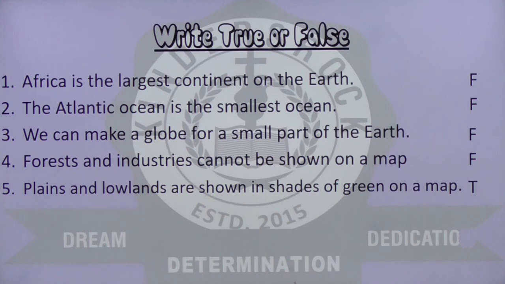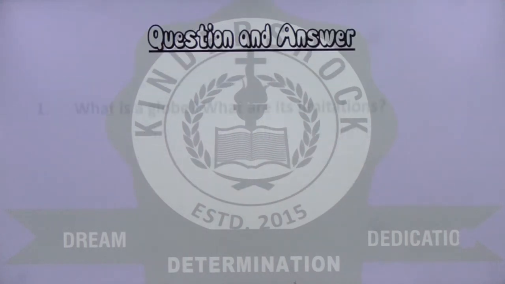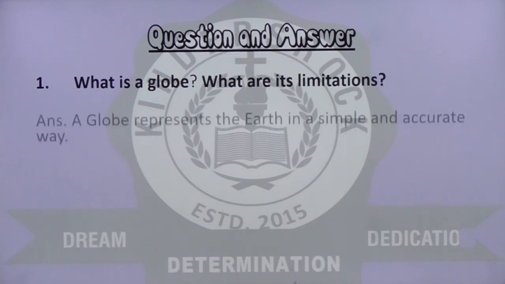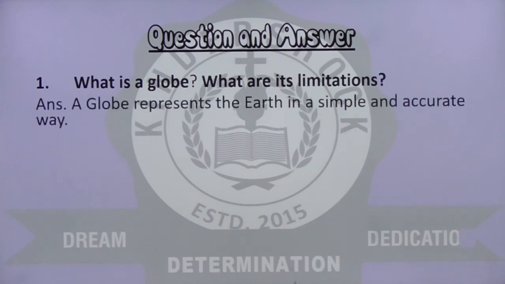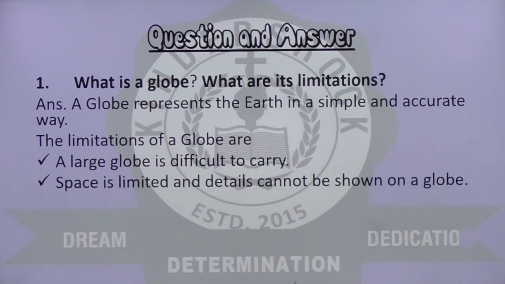There we have it. Now let us look at some question and answer. What is a globe? What are its limitations? Answer: a globe represents the earth in a simple and accurate way. The limitations of a globe are, a large globe is difficult to carry. Space is limited and details cannot be shown on a globe.